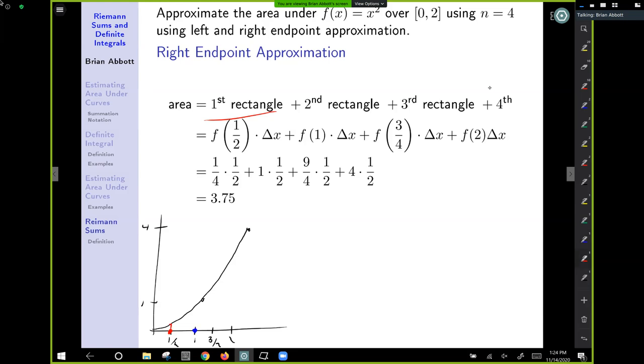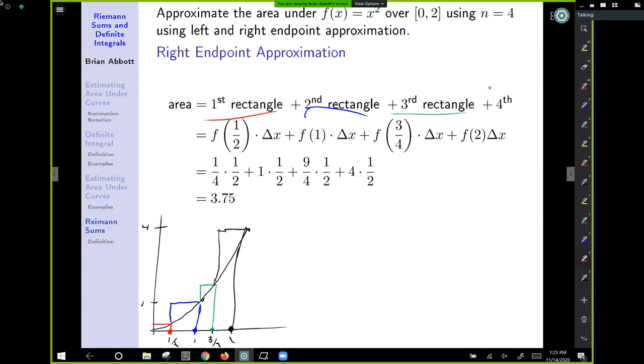Right endpoint, looks like we're going to get an overcount. Right endpoint, once again, for this function, we happen to get an overcount. Third rectangle is green. Third rectangle is defined by 3/2. Again, an overcount. And our final rectangle is the right endpoint of our last partition step. And that's right there at the top of our function.